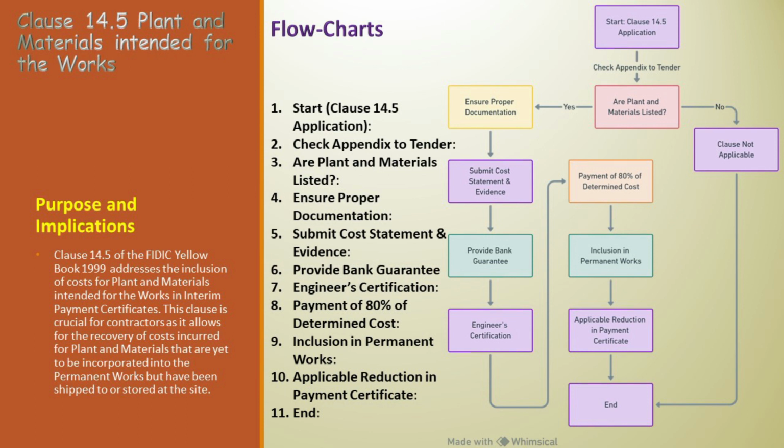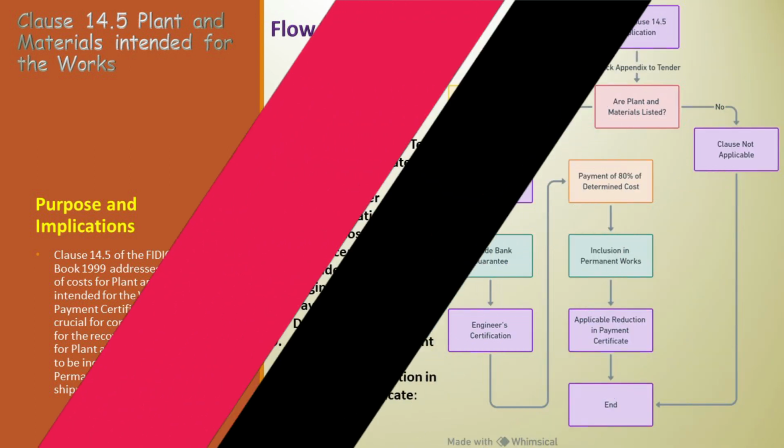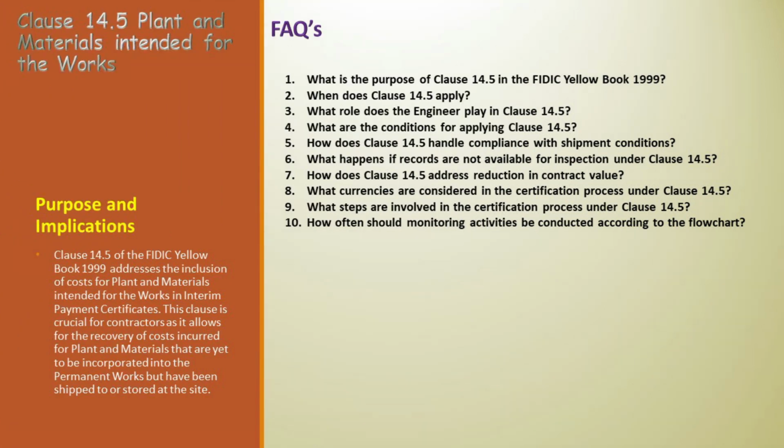Once the plant and materials are incorporated into the permanent works, the process advances to the reduction in the payment certificate. Applicable reduction in payment certificate. A crucial financial adjustment occurs. The payment certificate includes a reduction equivalent to the certified additional amount for the relevant plant and materials. And our journey through Clause 14.5 concludes, either when the clause is deemed inapplicable or after the final adjustment in the payment certificate.